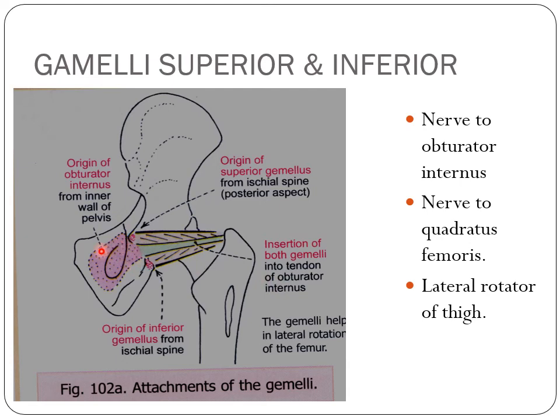The origin of the obturator internus is from the inner wall of the pelvis. Nerve supply: the superior gemellus is supplied by the nerve to obturator internus, and the inferior gemellus by the nerve to quadratus femoris. Both act as lateral rotators of the thigh. All these short muscles are lateral rotators of the thigh, so the superior and inferior gemelli act as lateral rotators of the thigh.